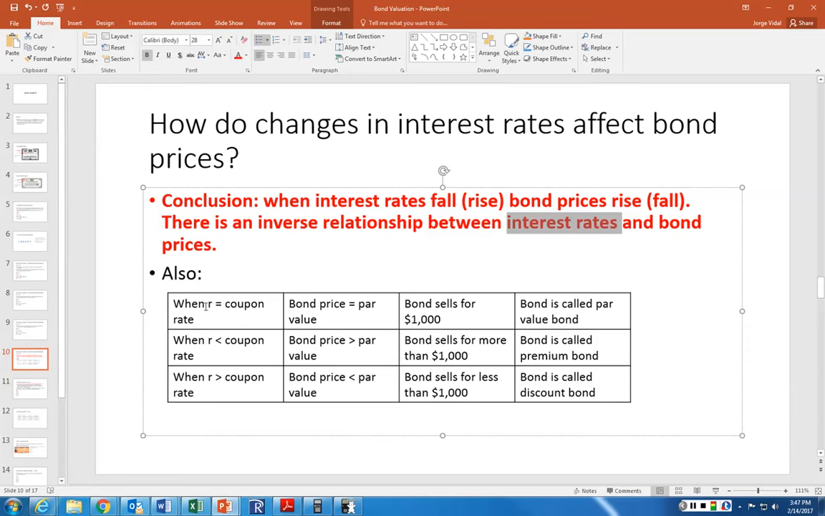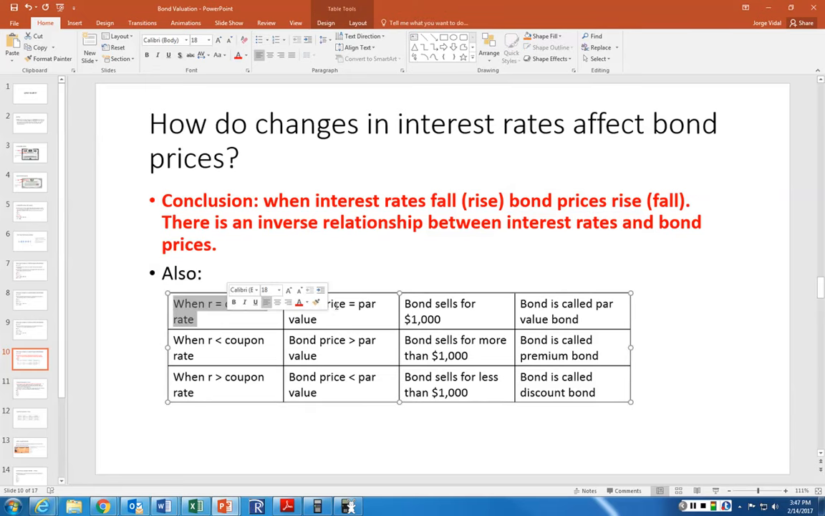And also you can see that when R equals the coupon rate, then the price of the bond is equal to par value, meaning it sells for 1,000, and we call this a par bond. When R is less than the coupon rate, then the bond price will be greater than par value, meaning more than 1,000, and we call this a premium bond. And when R is greater than the coupon rate, the bond price will be less than par value, or less than 1,000, and we call this a discount bond.